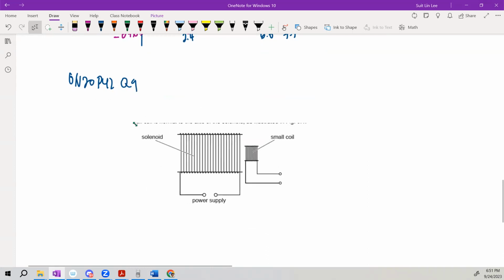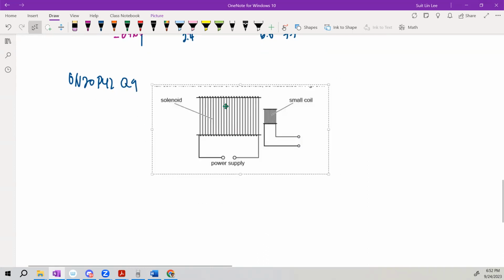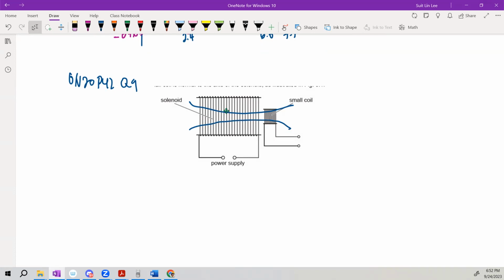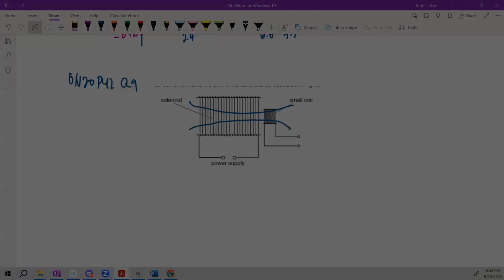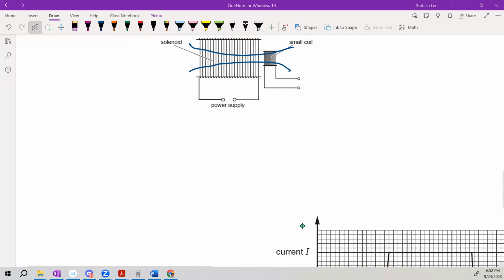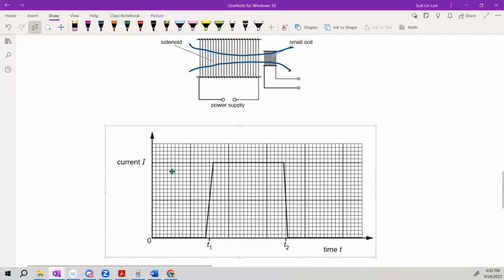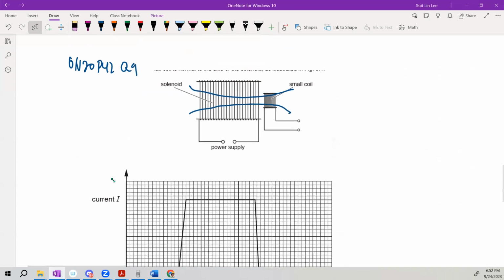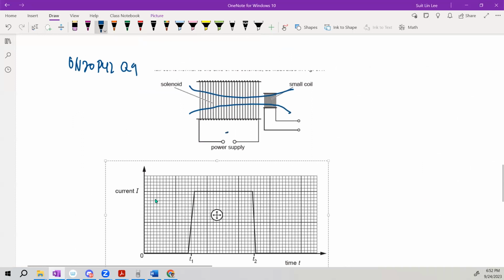Whenever I see two coils, my brain is transformer, okay, doesn't matter. Okay, so power supply, small coil, whatever happened to the power supply will happen to the solenoid, and because they are close together, will also happen to the small coil. So it says here that the supply causes the current in the solenoid to change. So that means the current changes like this. Okay, so this is the current in the supply. This is your I.